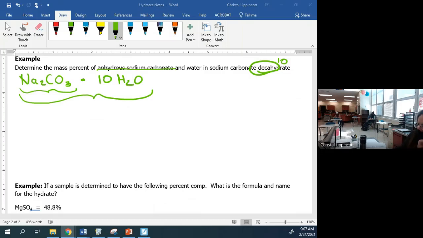Did you want the math of just the first part of it? Yep, that's your top number. Well, why wouldn't you do the second part? Well, how do you know to do the first part? Because they said the percent mass of the anhydrous form. Anhydrous is without water. Oh, okay.